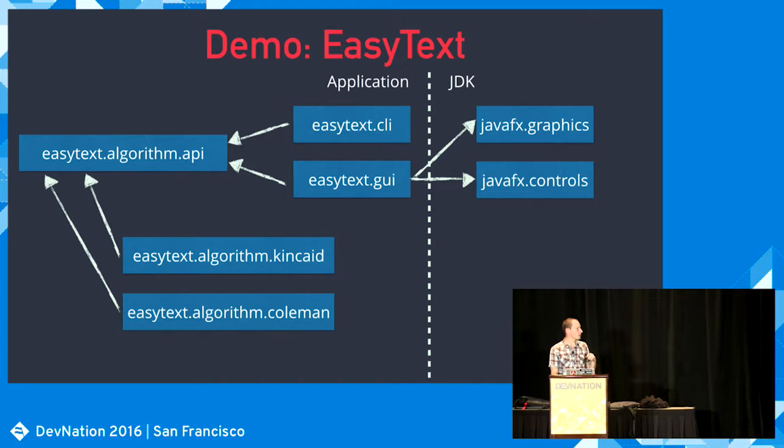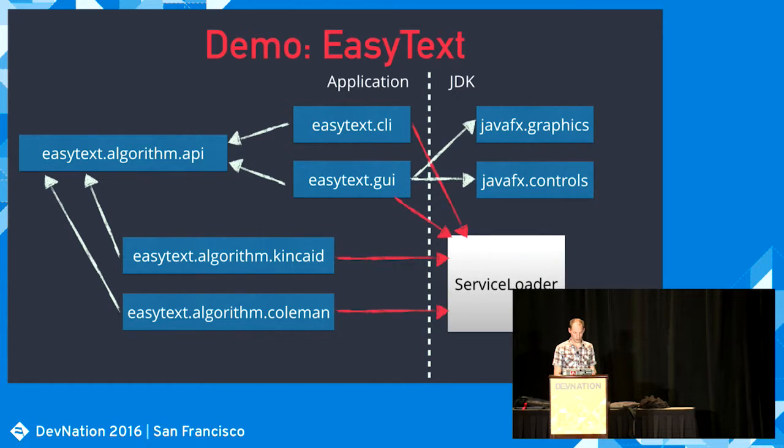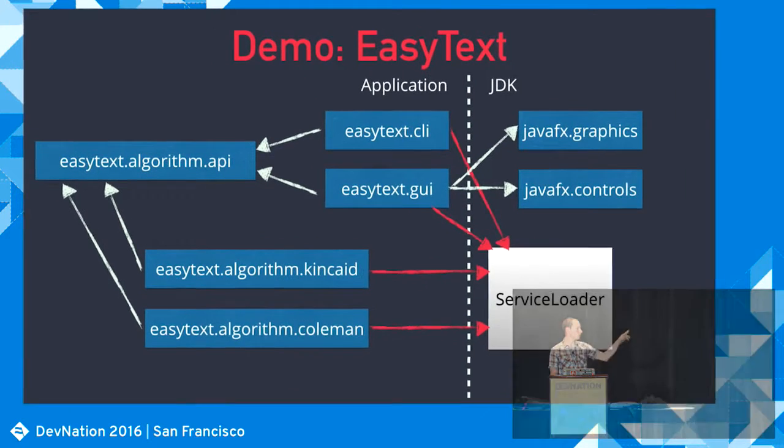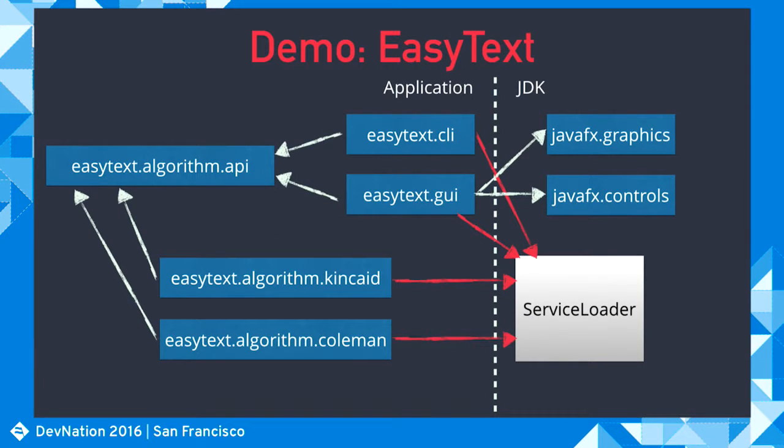Also note that the GUI module has a dependency on two modules that come from the JDK, in this case JavaFX graphics and JavaFX controls. So it's also clear there what's exactly used from the JDK itself besides the base module. Now, of course, there is a relation between the front ends and the implementation modules, but that's decoupled through the services API, as we will see in the example.